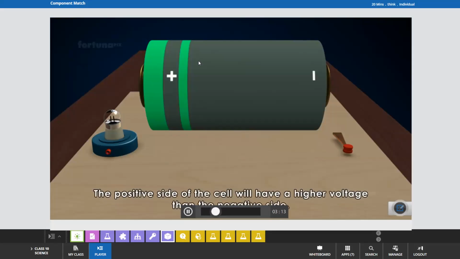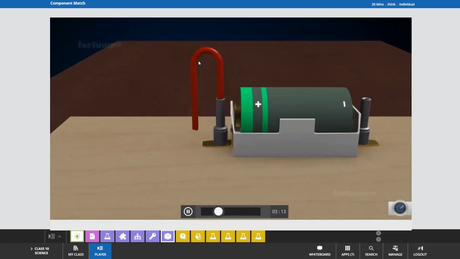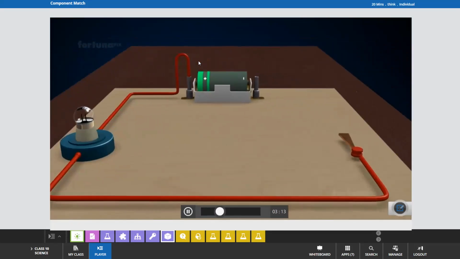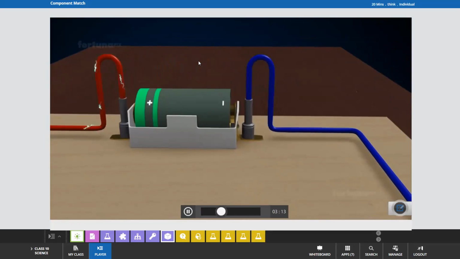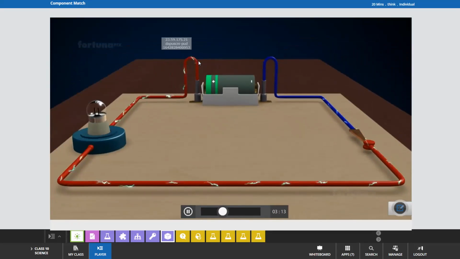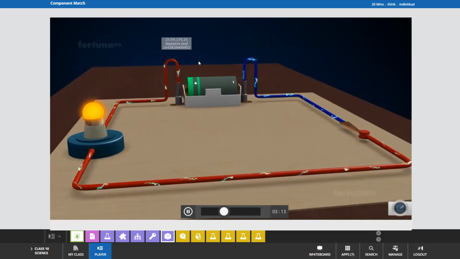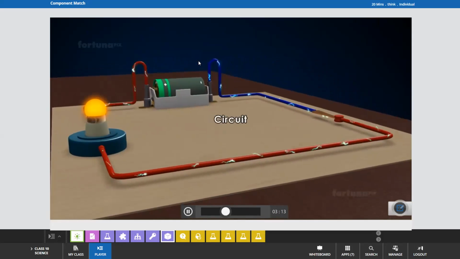The positive side of the cell will have a higher voltage than the negative side. If we use copper wire to connect the positive side of the cell to a light bulb and then complete the path by connecting the bulb to the cell's negative side, an electrical current will flow and the bulb will glow. This path through which electricity flows and does some work, in this particular case lights the bulb, is referred to as a circuit.